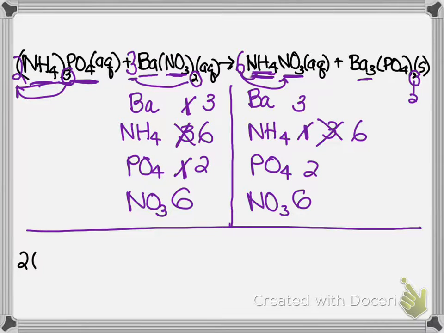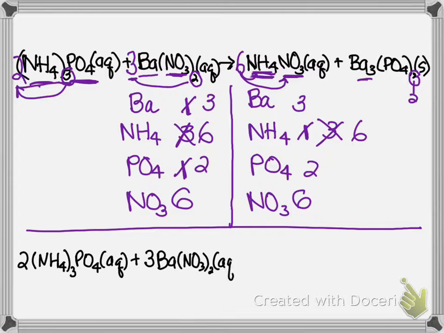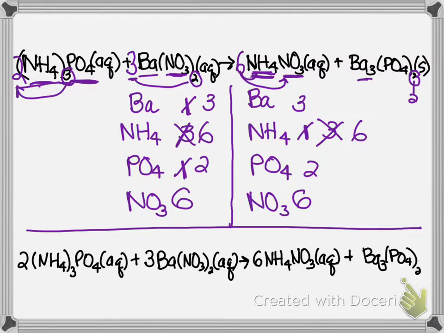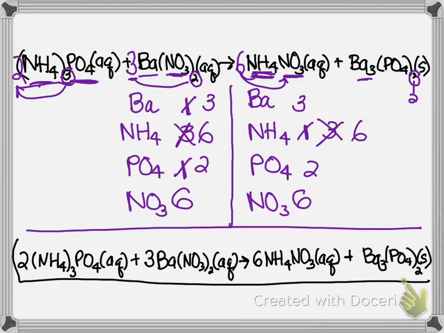So we would say 2(NH4)3PO4 AQ plus 3Ba(NO3)2 AQ arrow 6NH4NO3 AQ plus, there was no coefficient in the barium phosphate, so Ba3(PO4)2, and don't forget the S. And so this last equation is what would go into the second box.